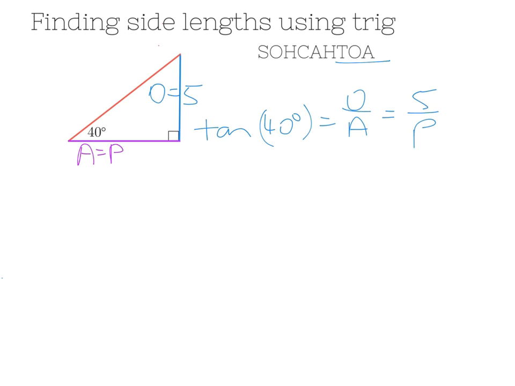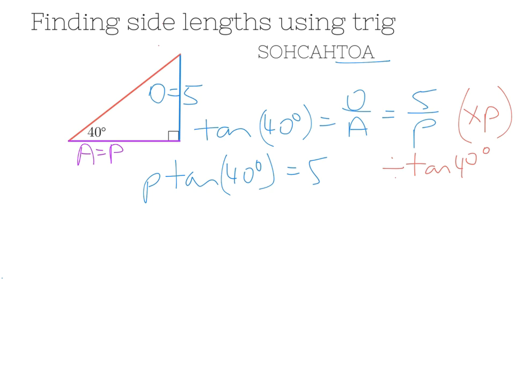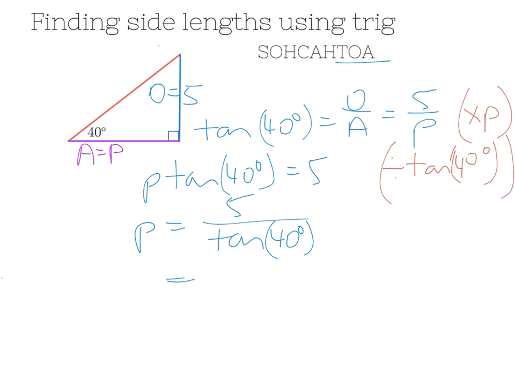To get rid of division by P, we multiply both sides by P. So we have P tan of 40 degrees equals 5. To get rid of tan of 40 degrees on the left, we have to divide both sides by tan of 40 degrees. So now we have P equals 5 divided by the tan of 40 degrees. On a calculator, that's equal to 5.96.